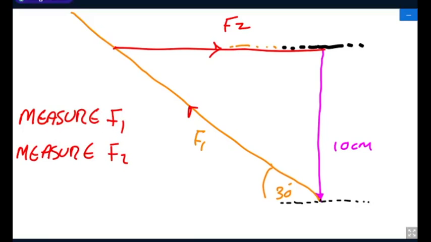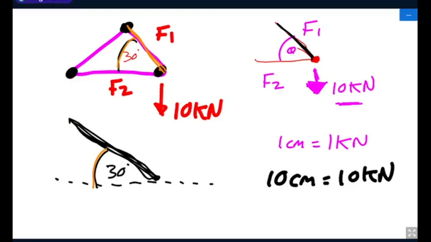So F1 could be, I don't know, let's say 20. That could be 20 centimeters. I haven't worked it out, but you'd measure this line. If it was 20 centimeters, what would the force be? Because don't put 20 centimeters. You've got to put what? It's going to be 20 kilonewtons.